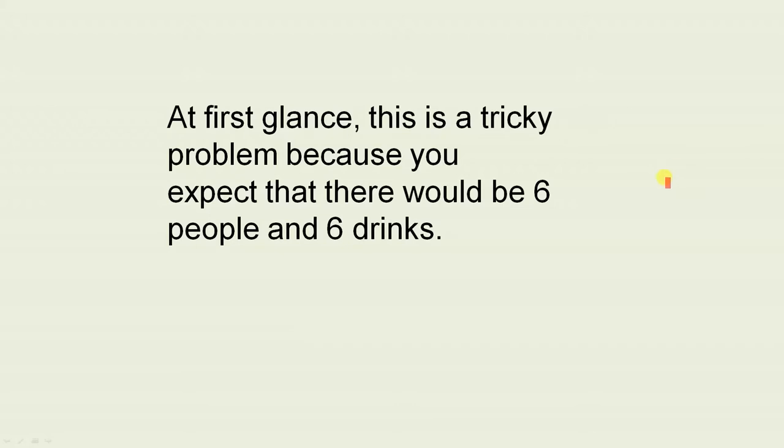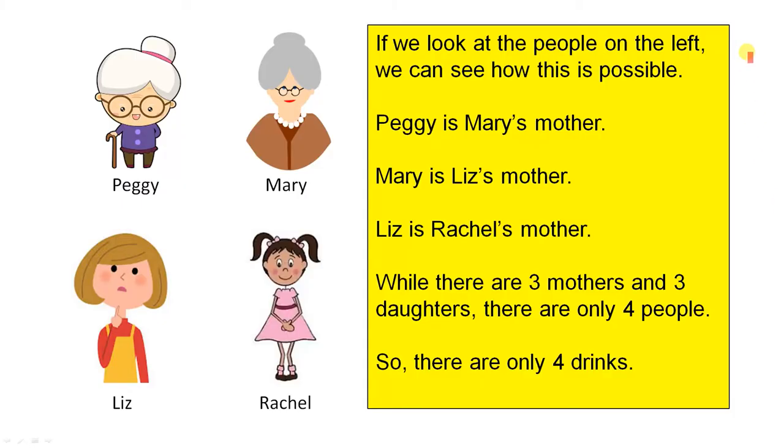At first glance, this is a tricky problem because you expect that there would be 6 people and 6 drinks. If we look at the people on the left, we can see how this is possible. Peggy is Mary's mother. Mary is Liz's mother. Liz is Rachel's mother.